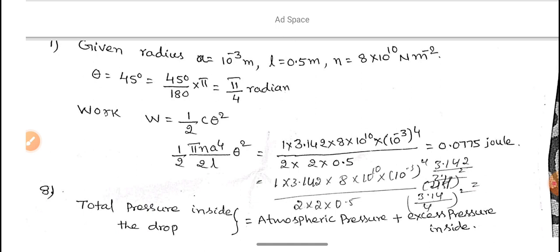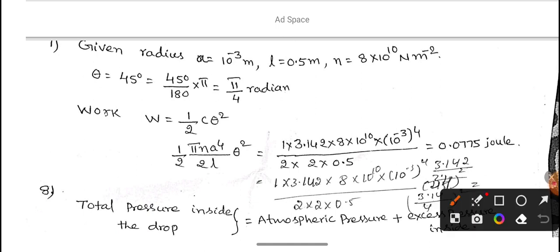At first we see the given data. The radius a is 10 to the power of minus 3 meter. The length is 0.5 meter, that is 50 centimeter. The rigidity modulus is 8 into 10 to the power of 10. The angle we twisted is 45 degree, so 45 degree is converted into radian.